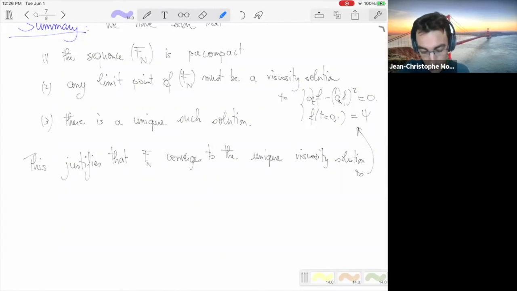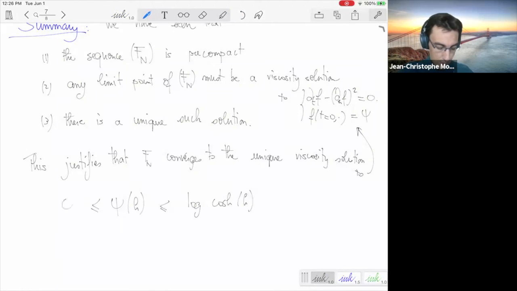And for instance, one thing you can do is observe that our function psi is bounded between, so it's like log of this hyperbolic cosine, and it's non-negative. And this log of hyperbolic cosine, you can bound it by some constant times h squared. So, okay, 0 as an initial condition will provide for us the solution 0.